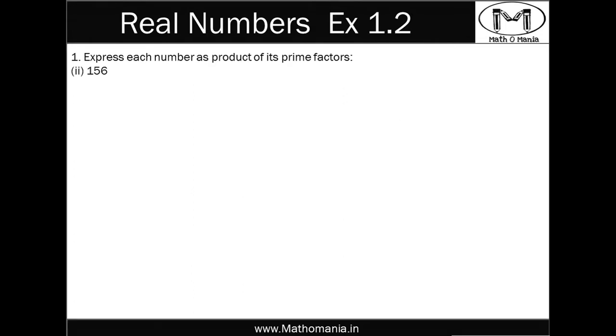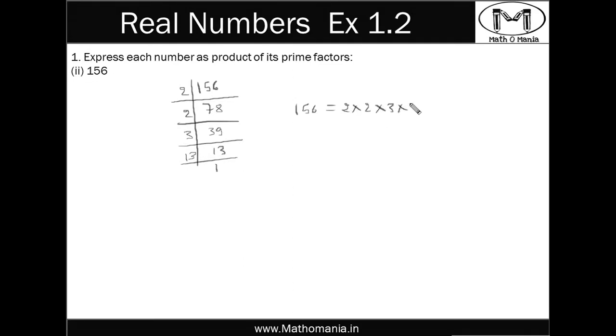Going to the second part, 156. We need to express 156 as the product of its prime factors. We'll start again with 2. So 2 gives 78. Again 2, this comes out to be 39. Then this is not divisible by 2 anymore. We'll divide by 3, comes 13, and then by 13 comes 1. So finally we have received 1. So 156 can be written as 2 into 2 into 3 into 13. So these are the prime factors of 156.